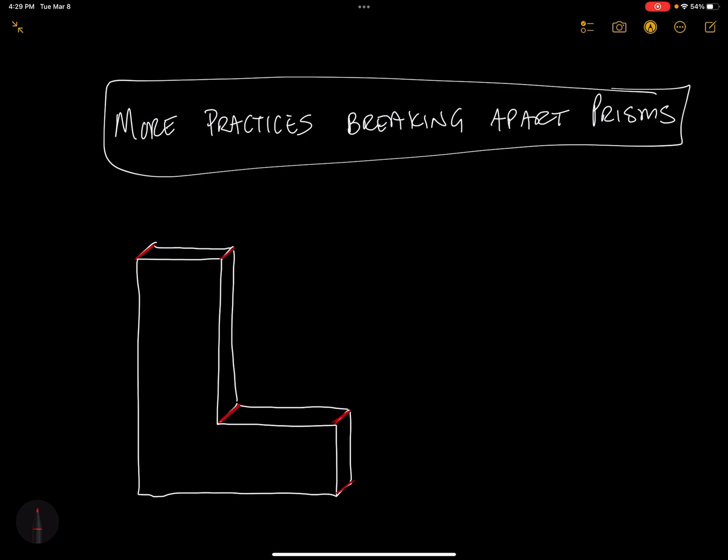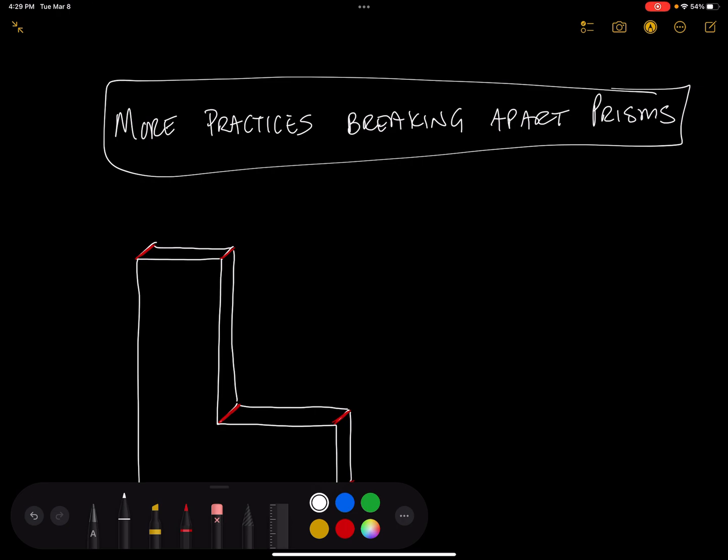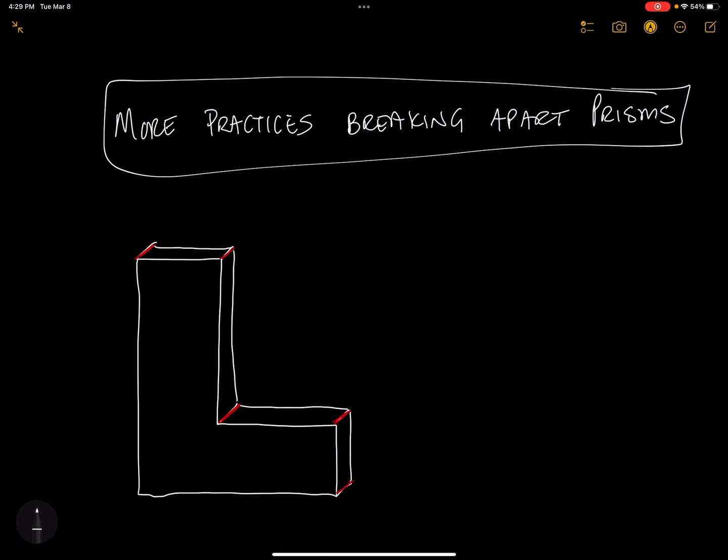Actually, we should go ahead and put some numbers on here so that we can measure this. Let's say that's 2. Let's call this 4. We'll call this 2 right here. Call this 2 as well. And I think we should be good.